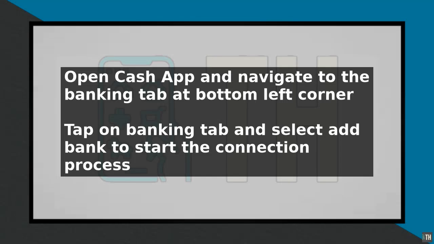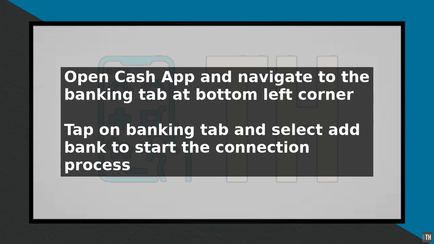To connect your Chime card with Cash App, start by opening the Cash App on your mobile device. Navigate to the Banking tab, which is located at the bottom left corner of the screen. Tap on the Banking tab and then select Add Bank. You will be prompted to search for your bank.